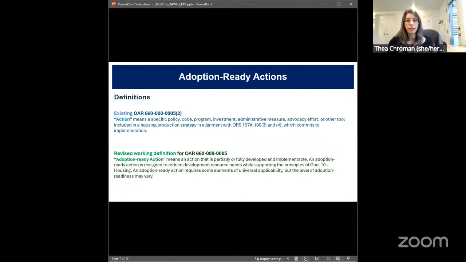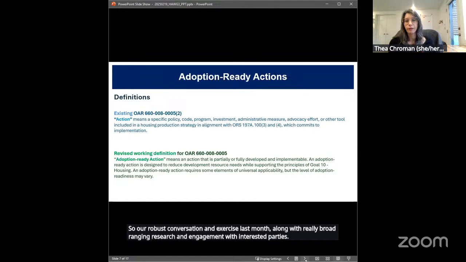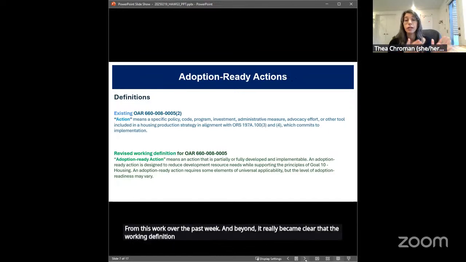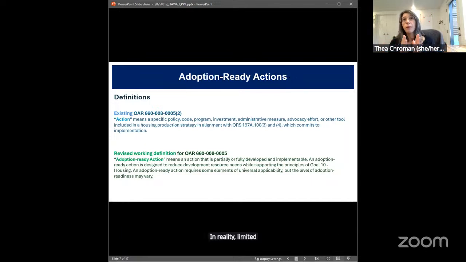So our robust conversation and exercise last month, along with really broad-ranging research and engagement with interested parties, really provided a jumping off point for the process of operationalizing the statutory direction. And as we began to evaluate the many possibilities for ARAs that emerged from this work over the past week and beyond, it really became clear that the working definition that we had introduced last month was not entirely accurate. And meaningfully, the description of ARAs in the previous working definition as immediately actionable, regardless of context, in reality, limited the field of possibilities to only a few and quite narrow actions.